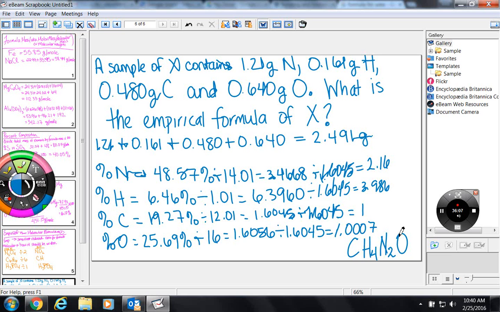That's just the actual formula. That's the actual formula for urea. You start with the C. If you didn't, it wouldn't matter. It wouldn't matter. It's an organic compound. You just start with the C.